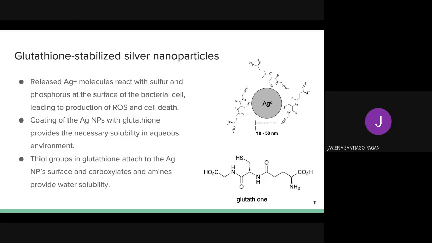So the coating of glutathione on the surface of the silver nanoparticles provides the necessary solubility in the aqueous environment in our body. The thiol groups in the glutathione attach to the silver nanoparticle surface, and the carboxylates and amines provide the water solubility. And these nanoparticles, as seen in the right picture, are between 10 and 50 nanometers.